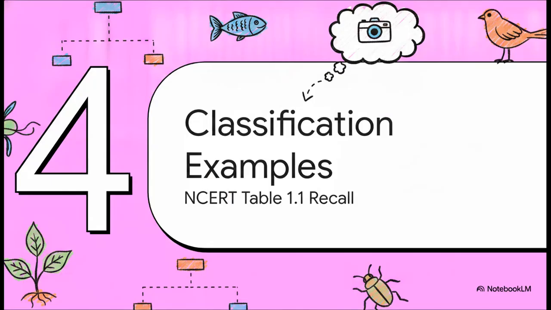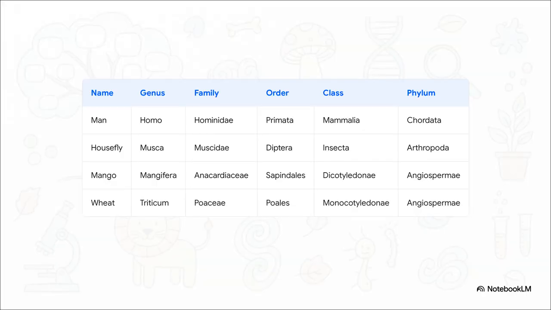Section 4. Real-world classification examples. Let's take a mental screenshot here because this is our NCERT Table 1.1 fast recall. All right, looking at this master chart, let's make the theory concrete. Look closely at the housefly. Biologically, it's Musca domestica. The genus is Musca, the family is Muscidae, order Diptera, class Insecta, and phylum Arthropoda.